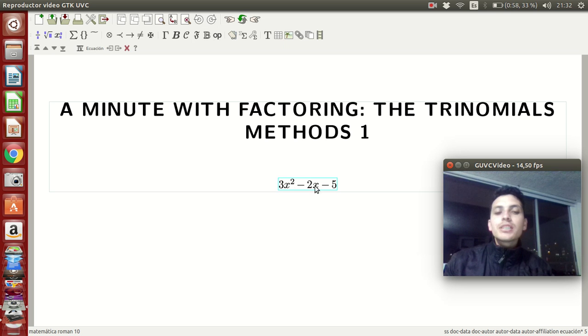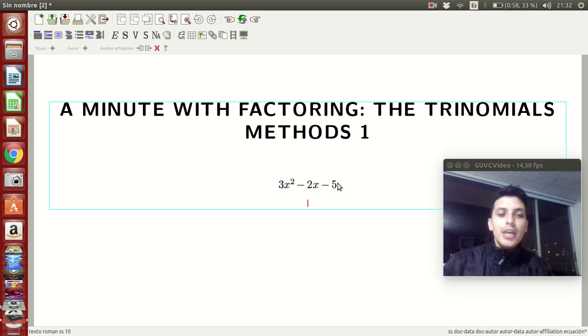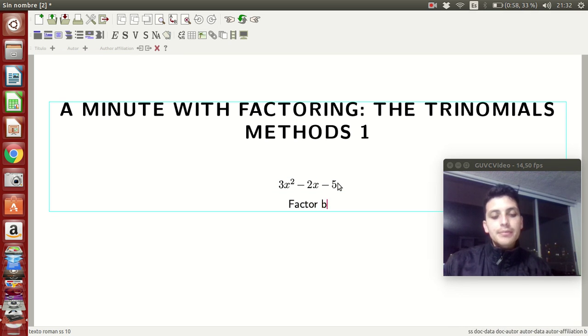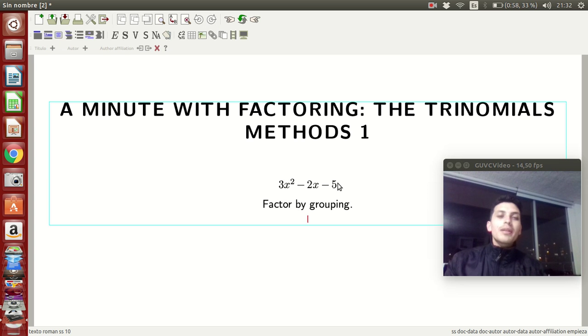We're going to use this trinomial, 3x squared minus 2x minus 5. The method we're going to apply today is factor by grouping. When you apply factor by grouping, you need 4 terms. The main idea of this method is to find 4 terms, and this is the way to do it.